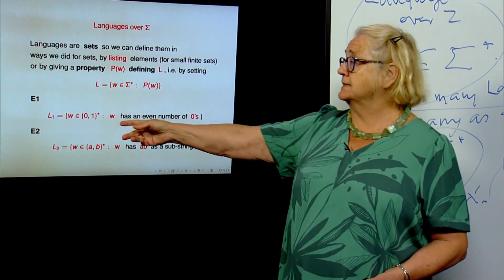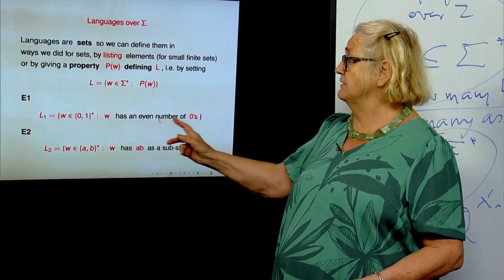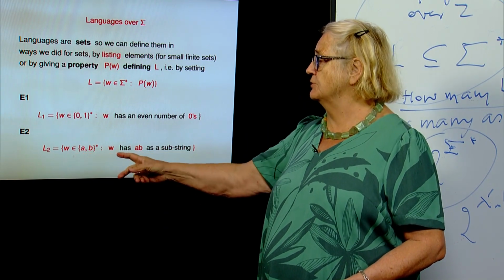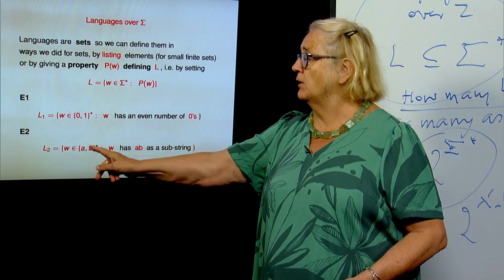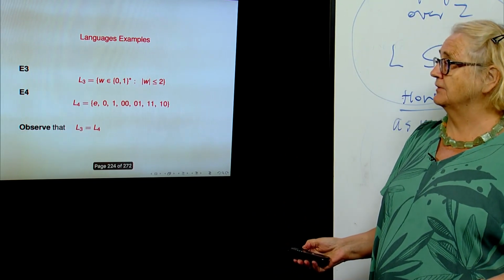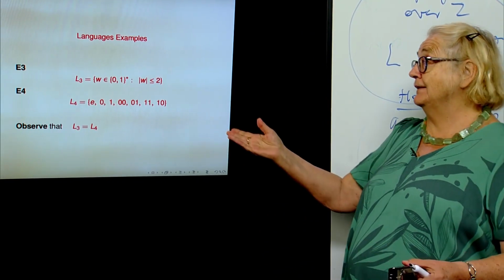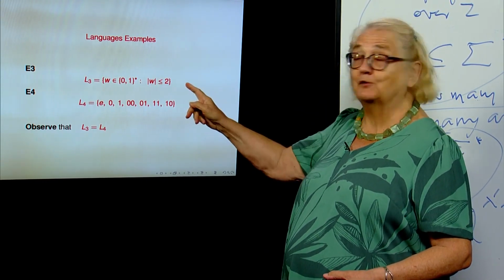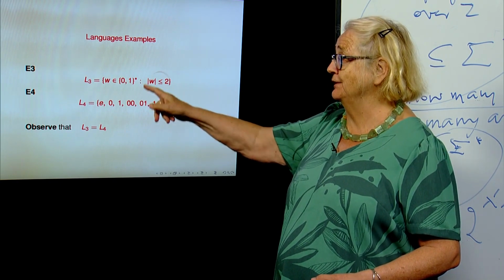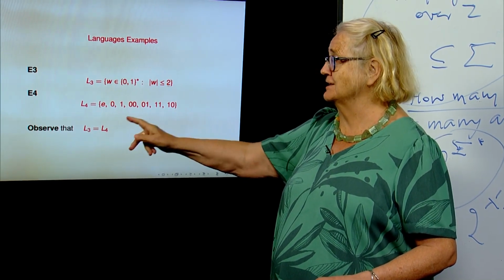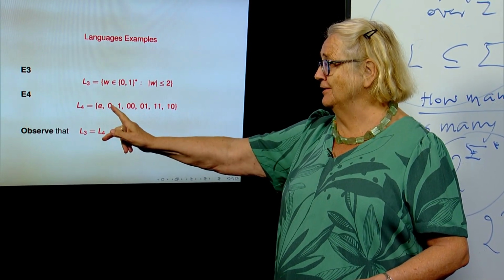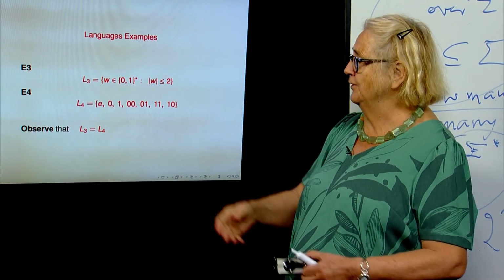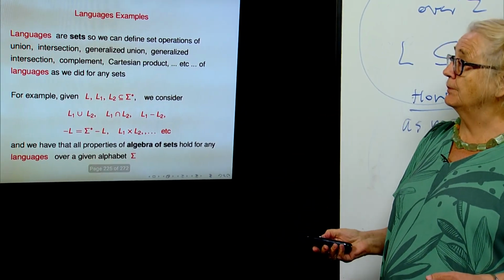For example, let's have a language W that has an even number of 0s. Or let's say another language, W has AB as a substring, because they are all strings of AB. Now you have another language of all strings of 0, 1 where the length is less than or equal to 2. That's an easy one. This is a property, and here length is less than or equal to 2. So it's length 0, length 1, length 1, length 2, length 2, length 2, length 2. So you have a language given by property.